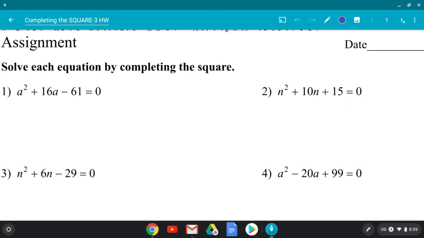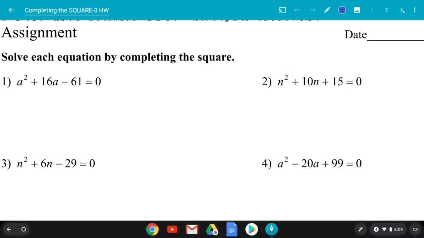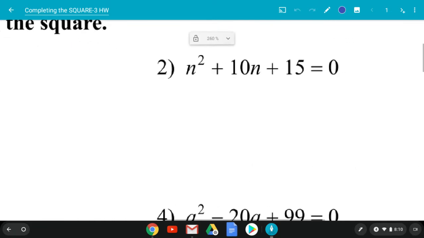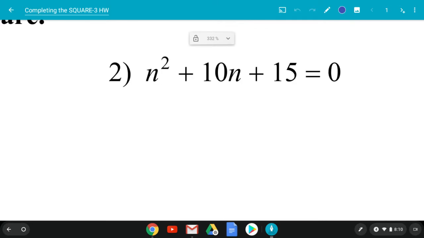Looking at this page that you have in front of you, we're going to be dealing with the evens as we normally do, starting with the evens. Number 2, I'd like you to go ahead and do number 2. Go ahead and complete the square. I'll give you a quick minute to complete that, and then we'll go over it.